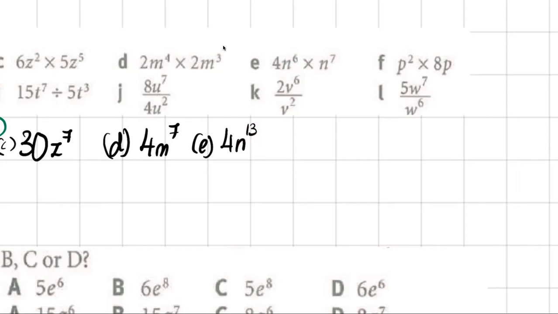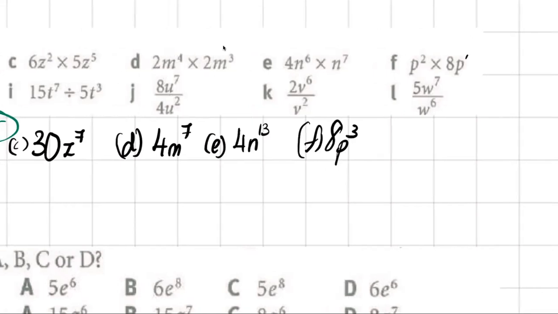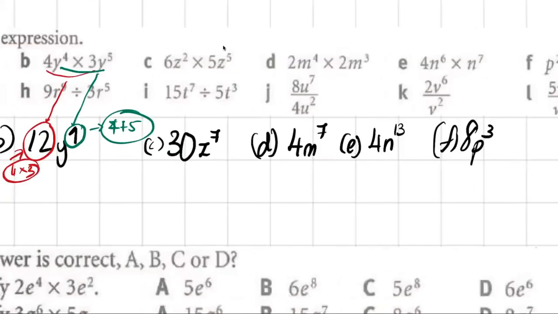Okay, E done. F. P squared times 8p, so we get 8p cubed. If you don't remember, I told you just now, if there's nothing, it means p to the power of 1. It cannot be p to the power of 0, because any number to the power of 0 equals 1, which would be incorrect. So if it's on its own, it is automatically to the power of 1.